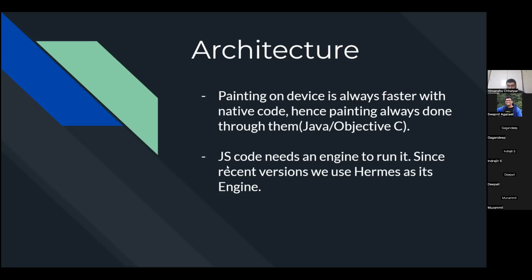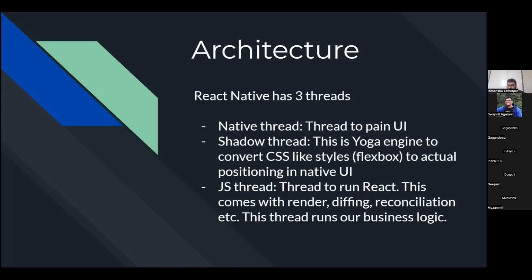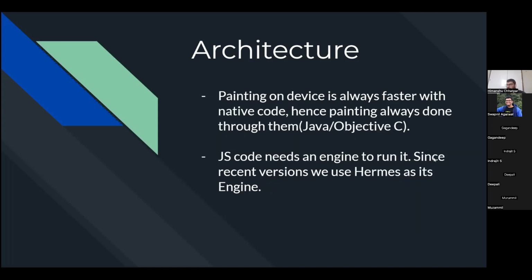The other thing is JS code needs an engine to run it. JS obviously needs an environment, correct? On the backend, you have Node. On the web, the browser provides the environment. On React Native, in the recent versions, we use Hermes. Before that, iOS had its own built-in engine, and Android was shipped with something else, I'm not sure, but in the modern versions, you use Hermes as the engine, right? So Hermes provides the environment where JS code runs. Why Hermes? Again, the same answer: it is optimized for React Native.